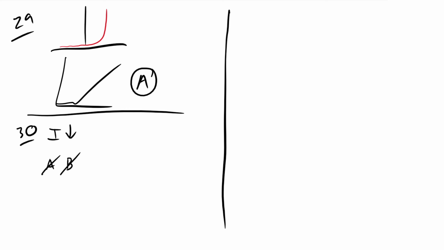C, add a second resistor in series. Yes, of course. If we add another resistor in series, we're increasing the resistance. So therefore, the current is going to decrease.